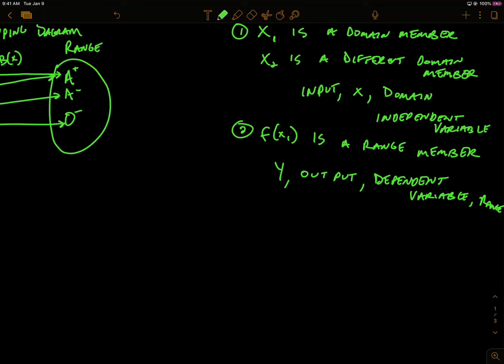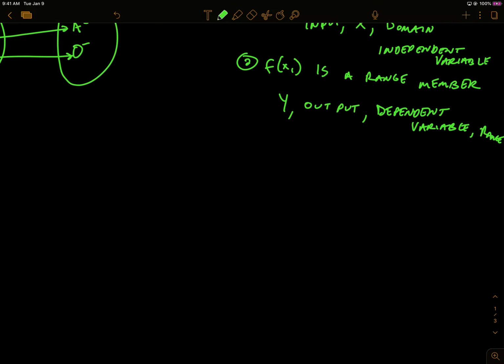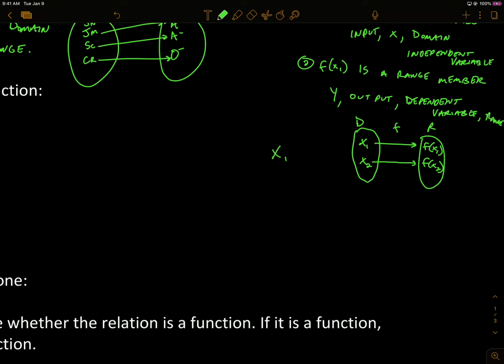If we look at that as a mapping diagram, I've got my domain and my range, and this is for the function f. X sub 1 will map to f of x sub 1. X sub 2 will map to f of x sub 2, and so on. I really want you to start thinking of this as an x value, and this, when you see this notation, as a y value.